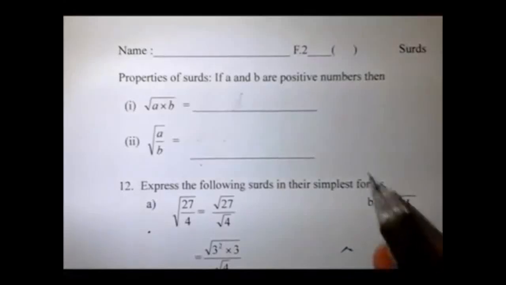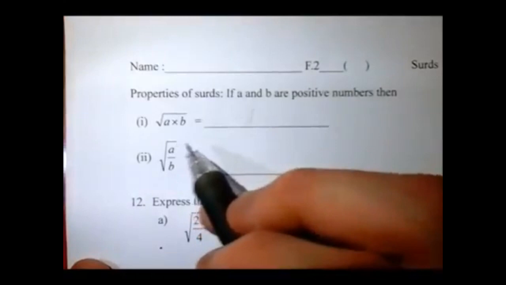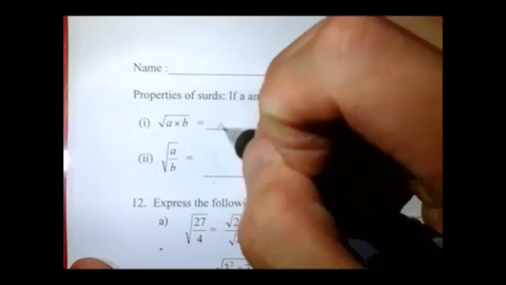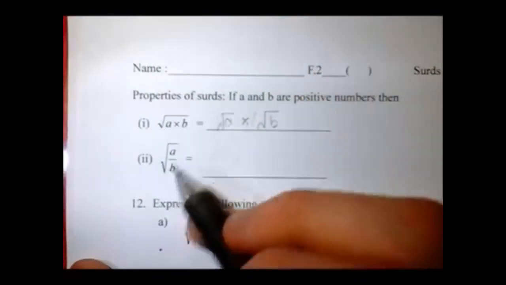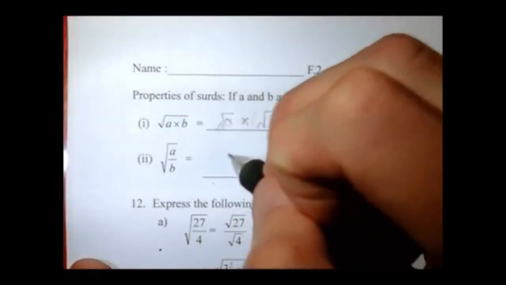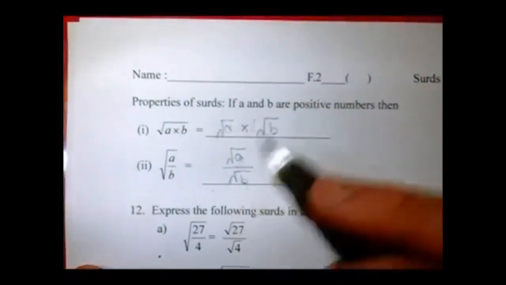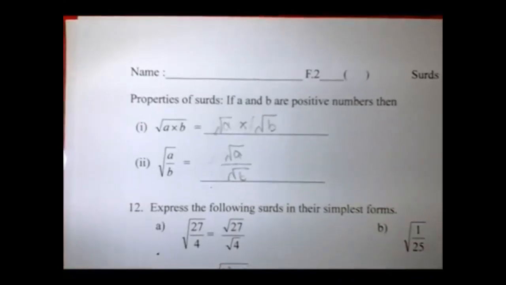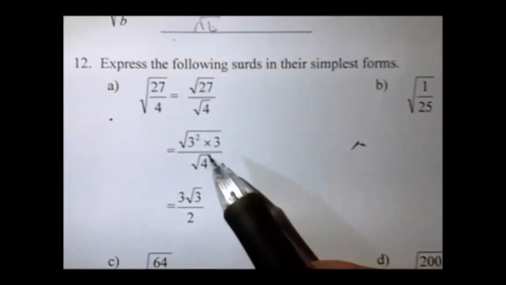Okay, let's summarize it. First of all, you will have two properties of surds, and if you still can remember, √(A×B) is equal to √A times √B, and √(A/B) is equal to √A over √B. So these two are the rules of this form. Just remember it because we will use it in the later part. Okay, let's begin to use these two properties and do some questions.